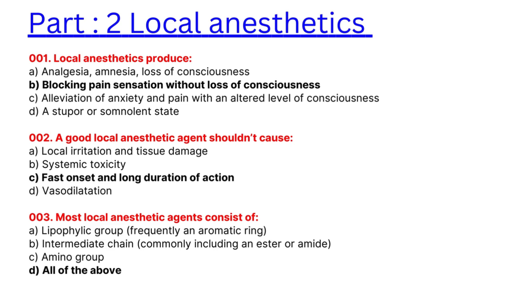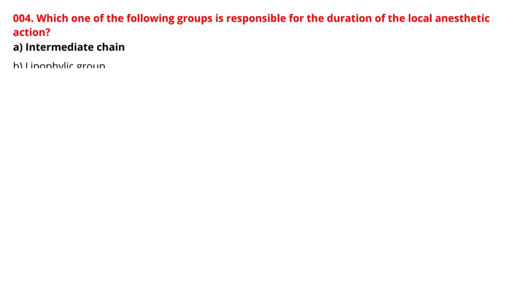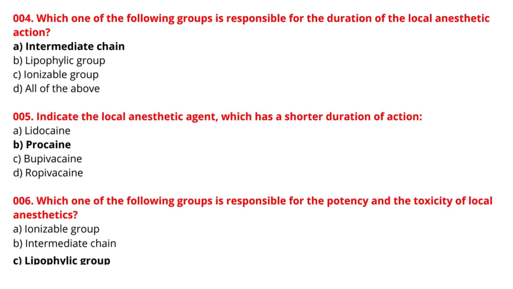003. Most local anesthetic agents consist of A. Lipophilic group, frequently an aromatic ring. B. Intermediate chain, commonly including an ester or amide. C. Amino group. D. All of the above. Answer is D.